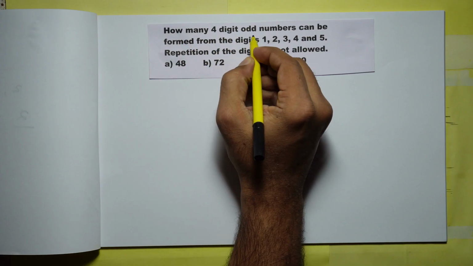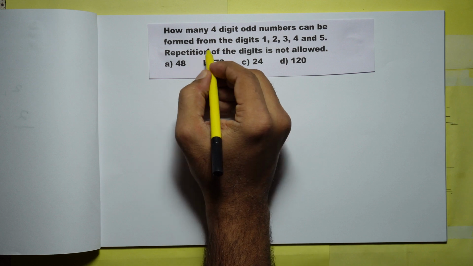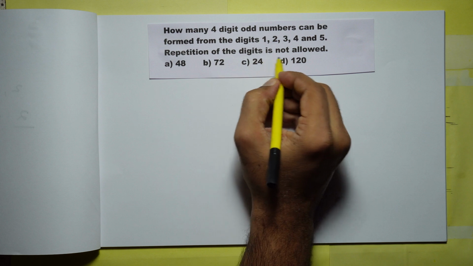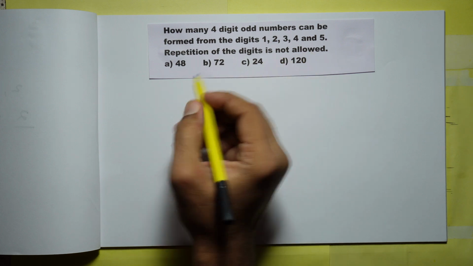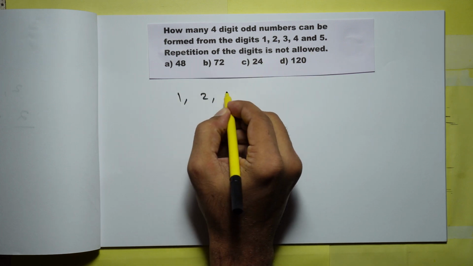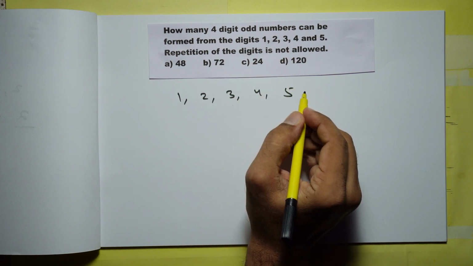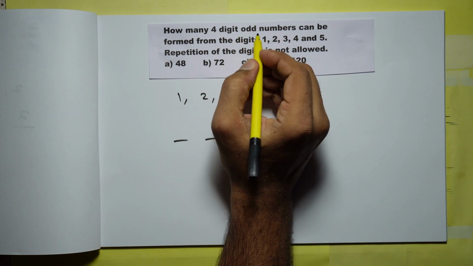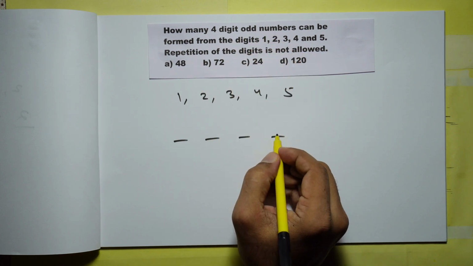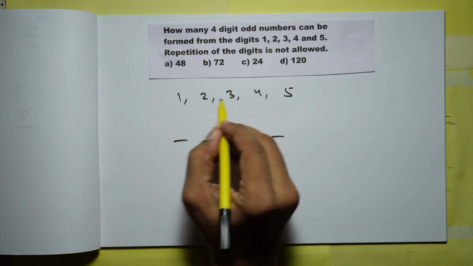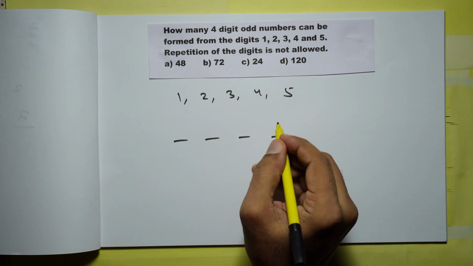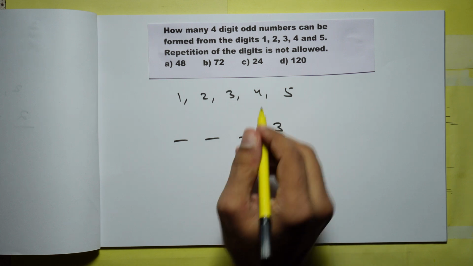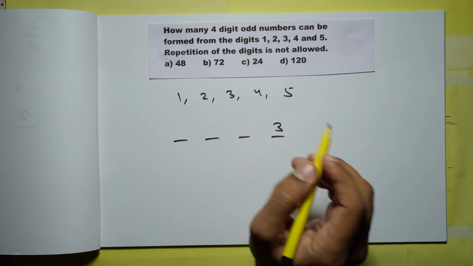How many 4-digit odd numbers can be formed from the digits 1, 2, 3, 4 and 5? Repetition of the digits is not allowed. So the numbers that are available are 1, 2, 3, 4 and 5. And you need to form 4-digit odd numbers. Odd number means that the last number has to be either 1, 3 or 5. So 3 possible outcomes are there for that last blank. It has to be an odd number, so it has to be 1, 3 or 5.